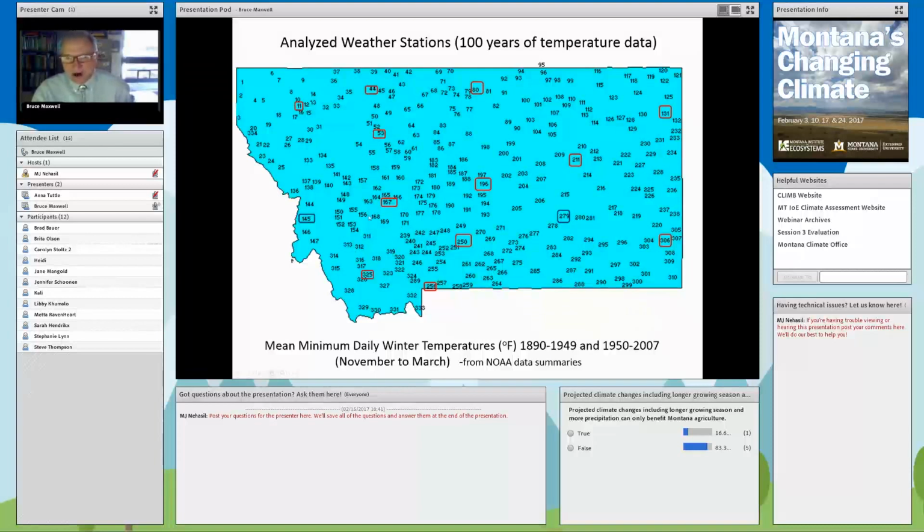The red boxes are all ones that indicated a significant increase in temperature occurring between 1950 and 2007. Prior to that, 1890 to 1949, there was no particular trend in the temperature. The only exceptions were Hamilton and Big Timber, which had the blue box around the number. So pretty clear, no matter where you're at in Montana, it is seeing pretty significant increases.